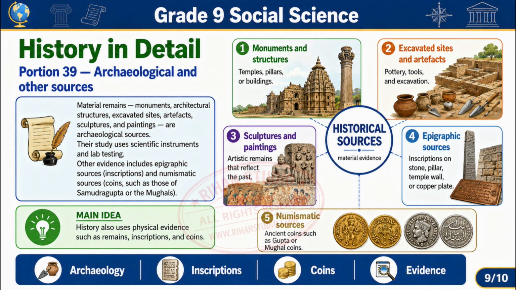Archaeological and other sources. Material remains, monuments, architectural structures, excavated sites, artifacts, sculptures, and paintings are archaeological sources. Their study uses scientific instruments and lab testing. Other evidence includes epigraphic sources, inscriptions, and numismatic sources, coins such as those of Samudragupta or the Mughals.